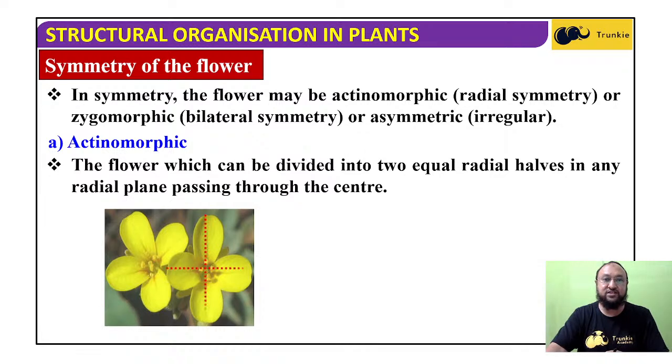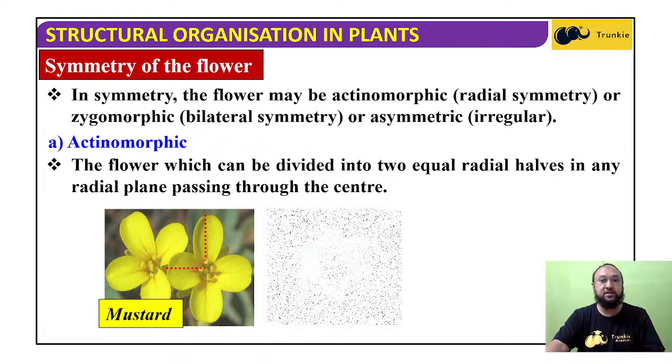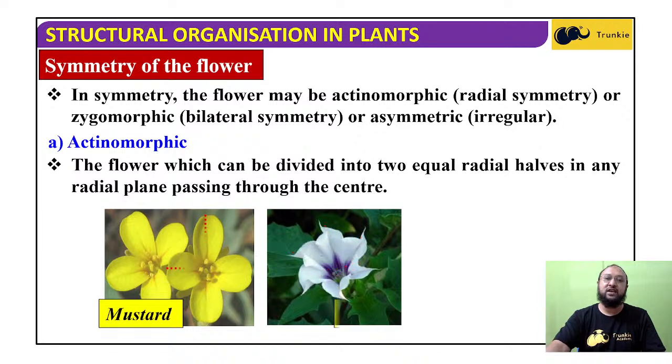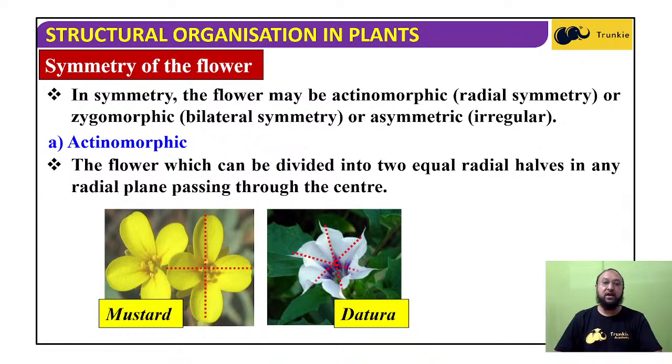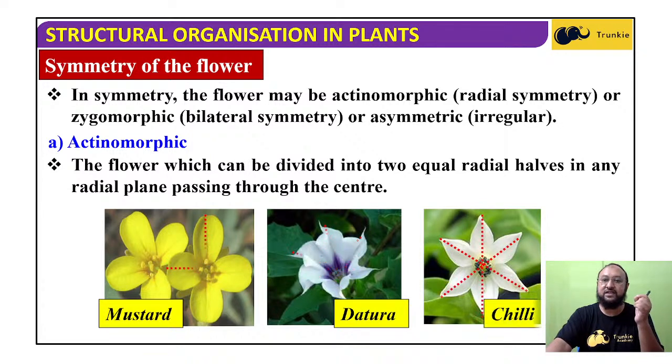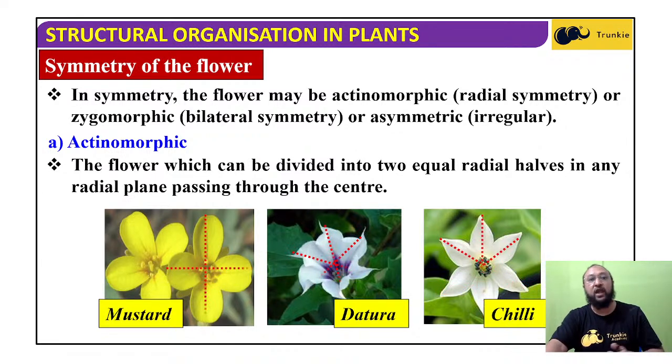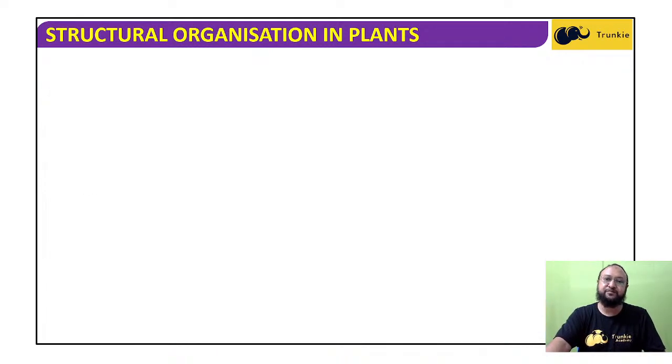Here in this case you can see it's actinomorphic, right? The red dots show that it can be divided into two equal halves by cutting through more than one plane. So this is mustard, the flower of the mustard plant. Here also you can see the datura. This is the flower of the datura, which is also radially symmetrical, or actinomorphic. And here also, in the flower of the chili, we see that it is also actinomorphic, radially symmetrical.